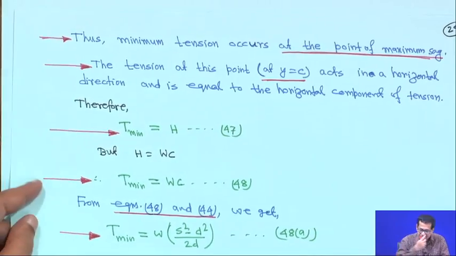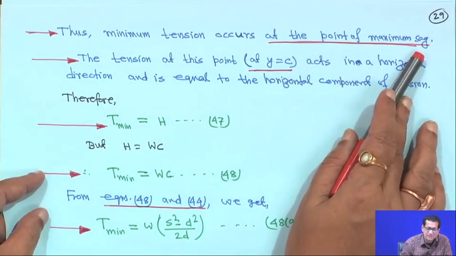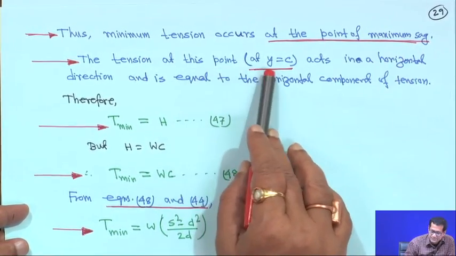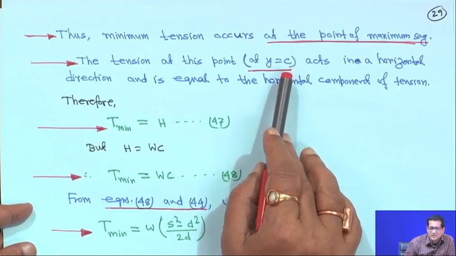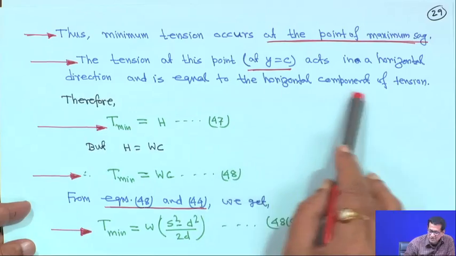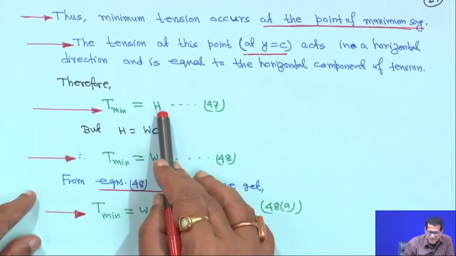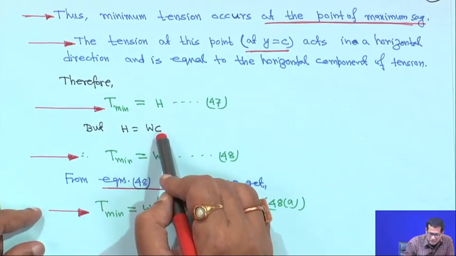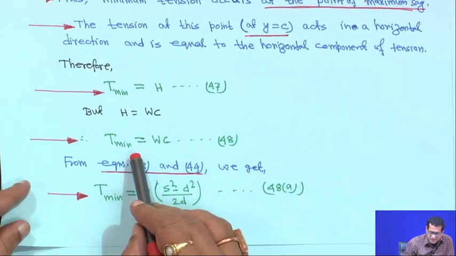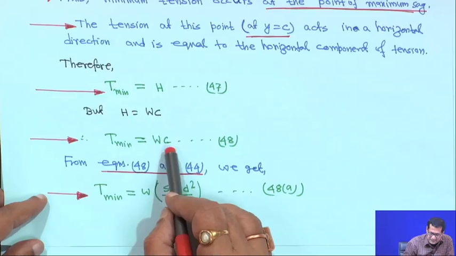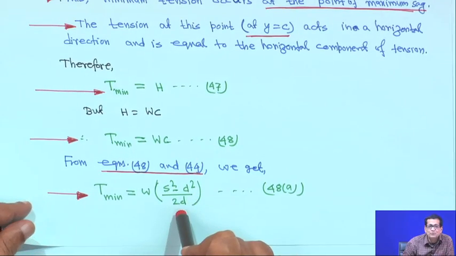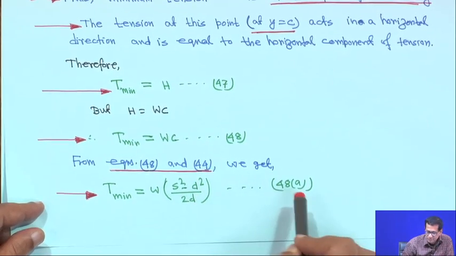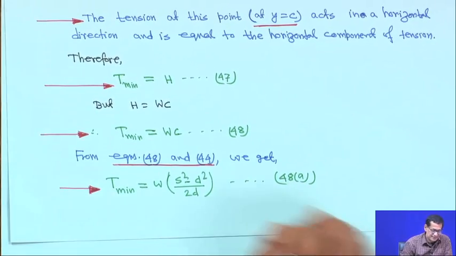So, in this case, maximum tension occurs at the support, and minimum tension will occur at the point of maximum sag. Therefore, the tension at this point, that is at y is equal to c, acts in a horizontal direction and is equal to the horizontal component of tension. Therefore, T minimum should be h, because it is at the mid span, and we know h is equal to W into C. So, T minimum will be W into C, and we have seen that C is equal to A square minus D square upon 2 D. Substituting, T minimum is equal to W into A square minus D square upon 2 D, say this is equation 48 A.